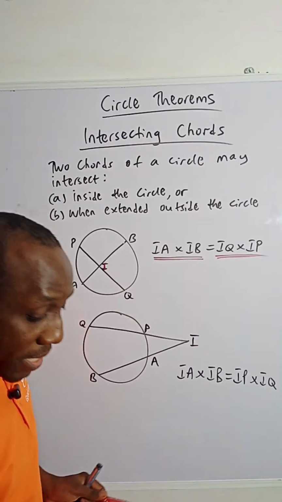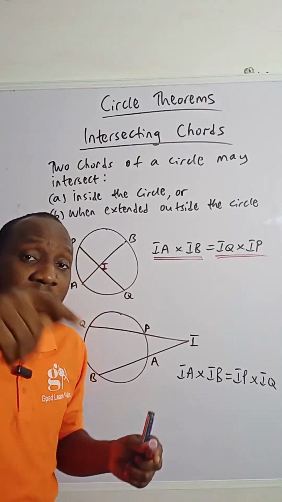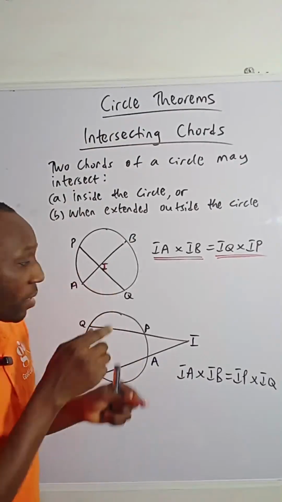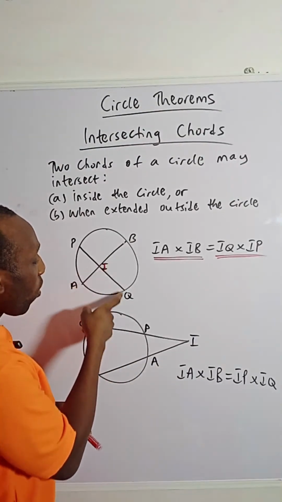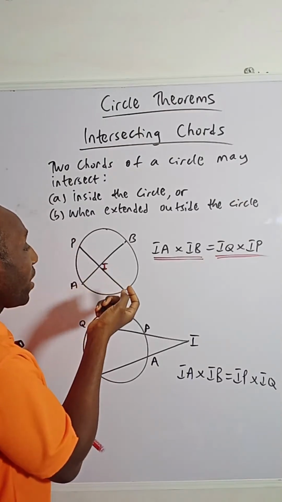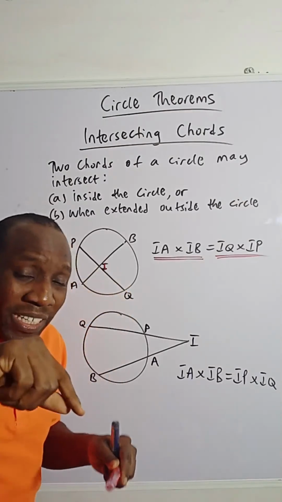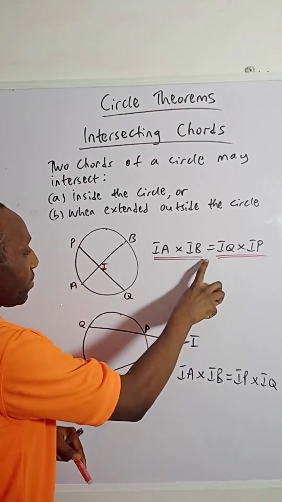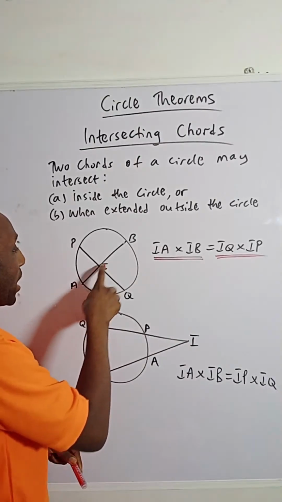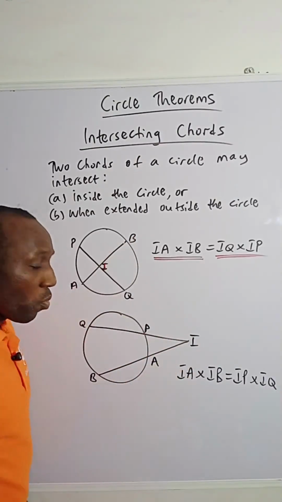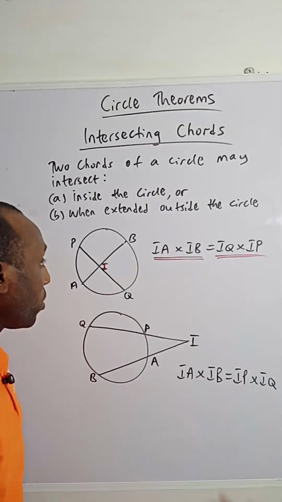So if the two chords intersect in the circle, just pick one of the chords and multiply from the point of intersection to one end by the other line from the point of intersection to the other end. So you do IQ times IP, which is equal to IA times IB. That is the first one. Let's come to this second one. After this, we'll look at some very interesting examples.